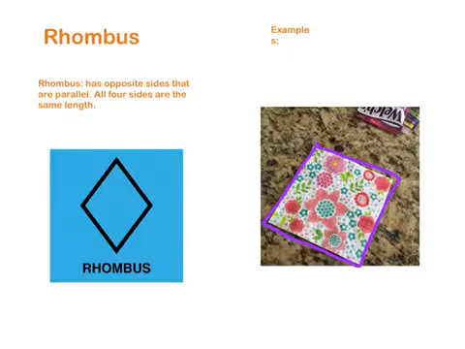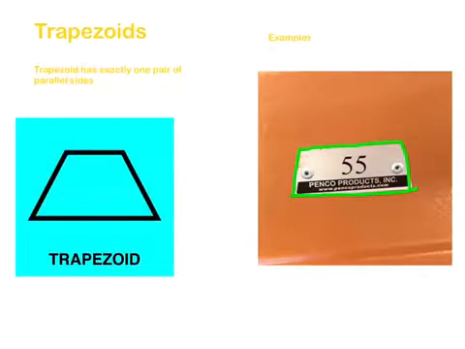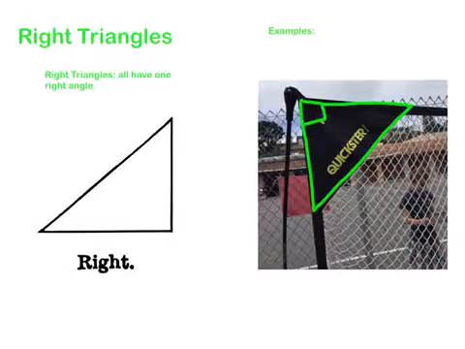Rhombuses. Rhombuses have opposite sides that are parallel. All four sides are the same length. Trapezoids. Trapezoids have exactly one pair of parallel sides. Right triangles. Right triangles all have one right angle.